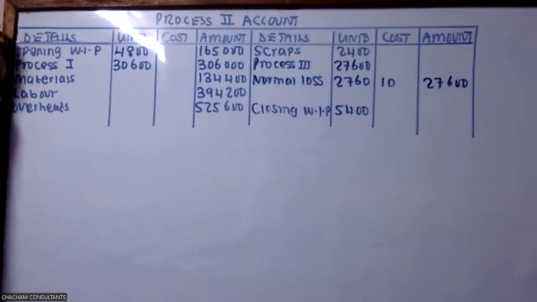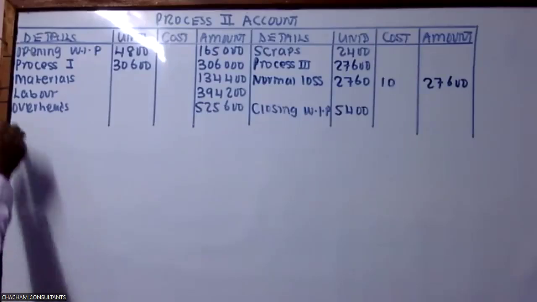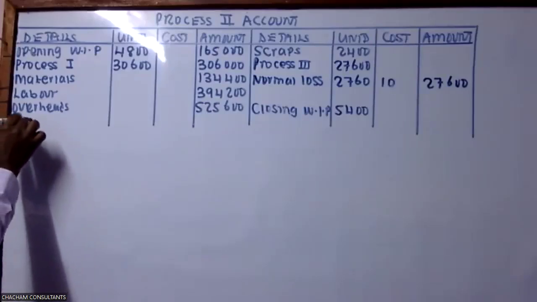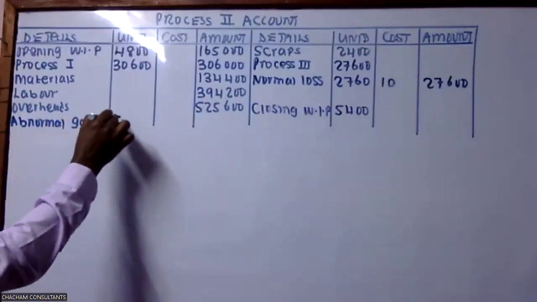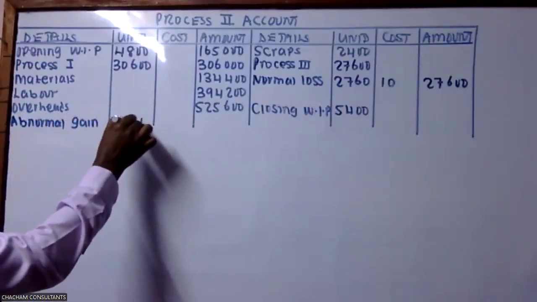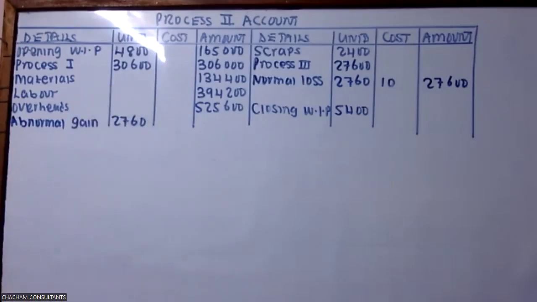$2,760. Yes, it is an abnormal gain. See there? Abnormal gain, 2760. It is put there.